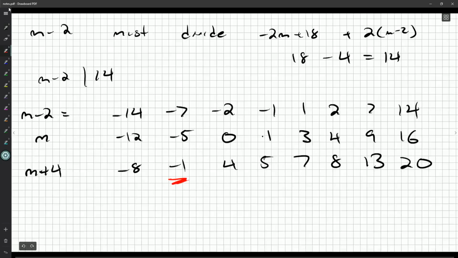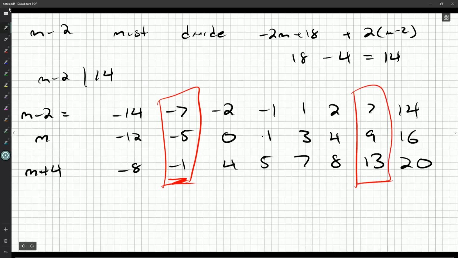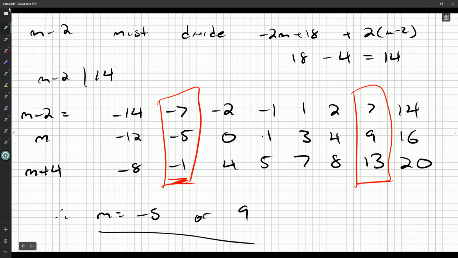Well, negative 1 is. So that's a good one. 4 isn't, 5 isn't, 13 is. So m is negative 5, or negative 9. And there we go. So a little bit of work, but it's not really dissimilar to some things we've seen before, and slightly harder, but it's C3, so this is to be expected.